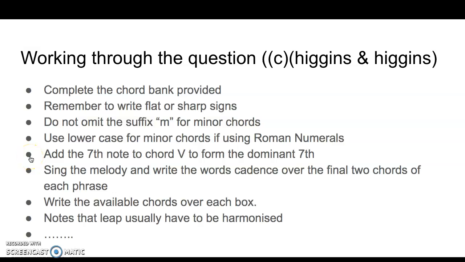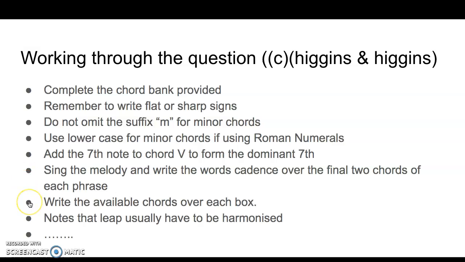Add the seventh note of the chord of 5 to form the dominant seventh. Sing the melody if you can. Make an attempt to sing the melody. This is important. Like with the melody writing, you should be singing your melodies and certainly making an attempt. It gives you a more real sense of what you're trying to do as opposed to just applying a formula to the question. And write the word cadence over the final two chords of each phrase. So you're going to apply one of your 4 cadential options to the last 2 chords of each phrase.